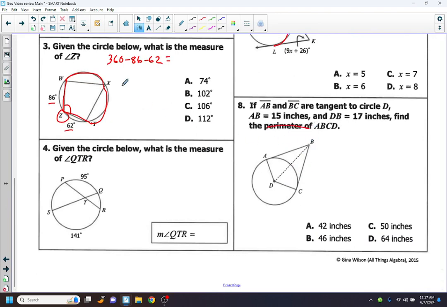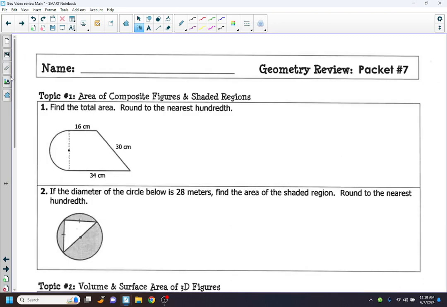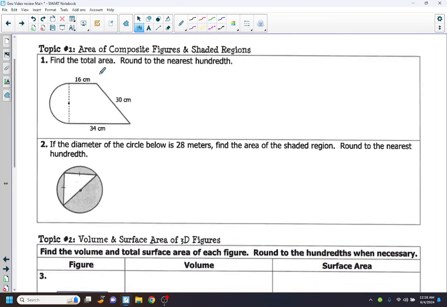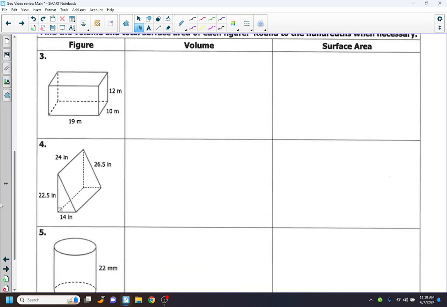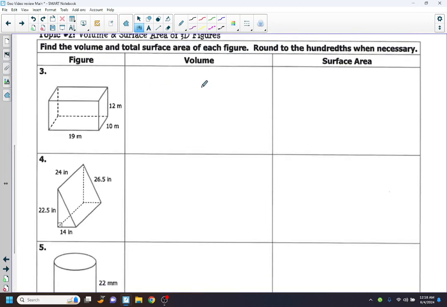Don't worry about this. All right. What do we got next? Okay. Area. I'm not going to give you a compound area. Don't sweat it.